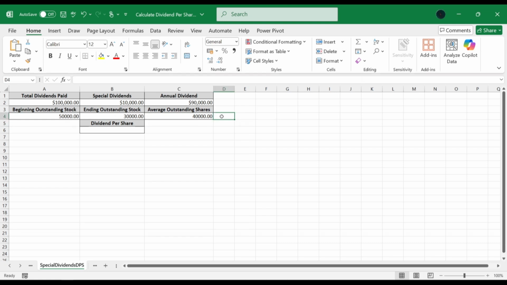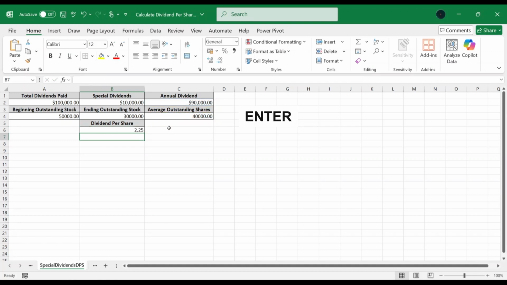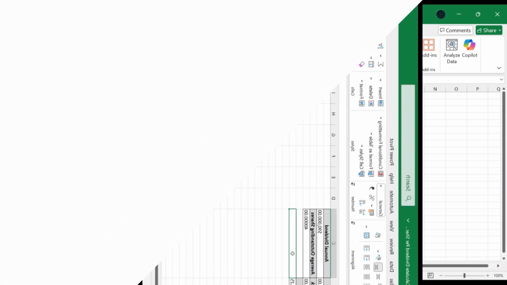Finally, to calculate the dividend per share in any empty cell of your choice, like cell B6, type this formula: equals annual dividend, which is cell C2, divided by average outstanding shares, which is cell C4. This will give us the dividend per share. Press enter. It's that simple. After adjusting for special dividends and averaging the shares, each share receives its regular annual dividend. Now let's explore the final method.